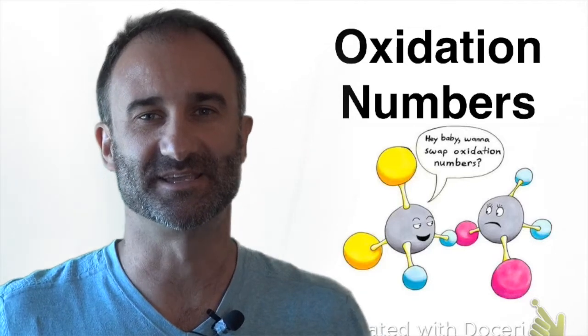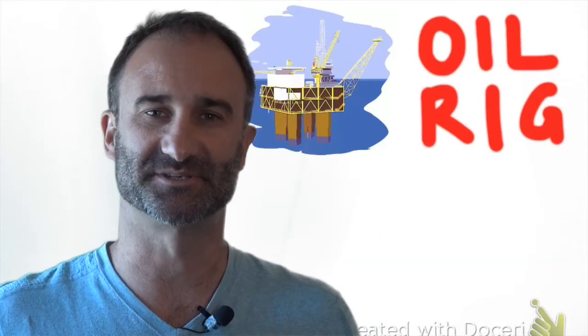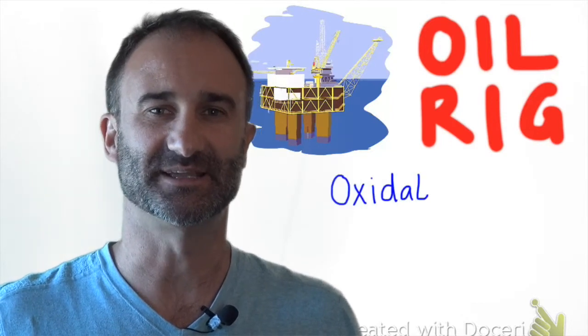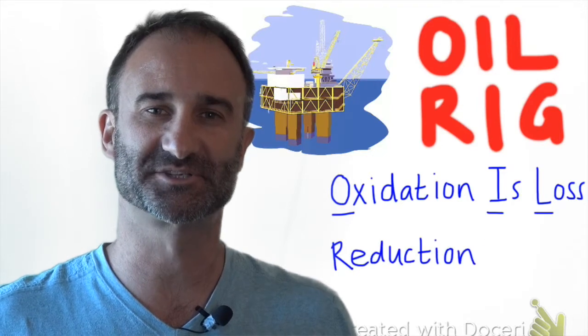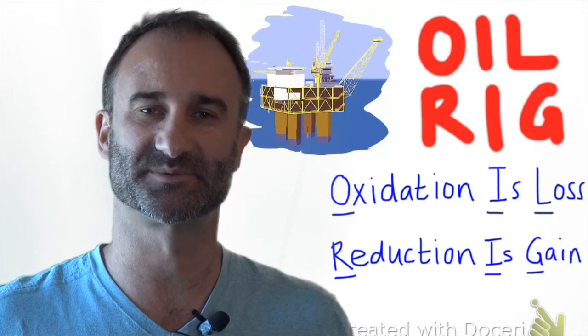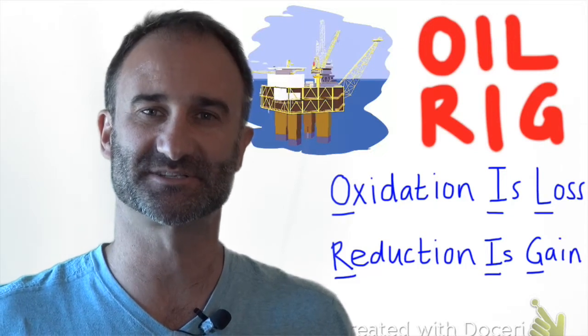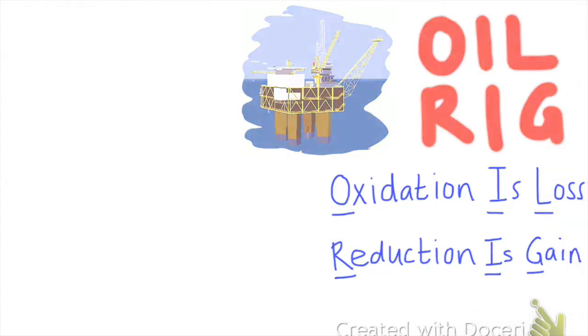I like to use the mnemonic OIL RIG to help me remember what oxidation and reduction mean. Oxidation is the loss of electrons, OIL for oil. Reduction is the gain of electrons, RIG. So OIL RIG helps me remember oxidation is loss of electrons, reduction is gain of electrons.